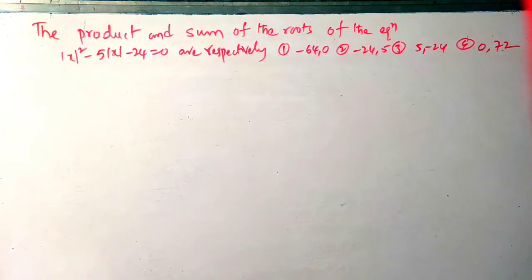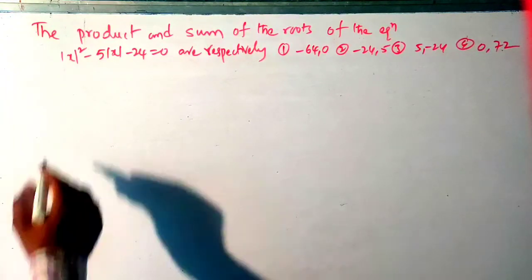Right, next question. The product and sum of the roots of the equation mod x squared minus 5 mod x minus 24 equals 0 are respectively: first option is -64, 0; second option is -24, 5; third is 5, -24; fourth is 0, 72. Clear? So here we have to find out the product and sum of the roots.